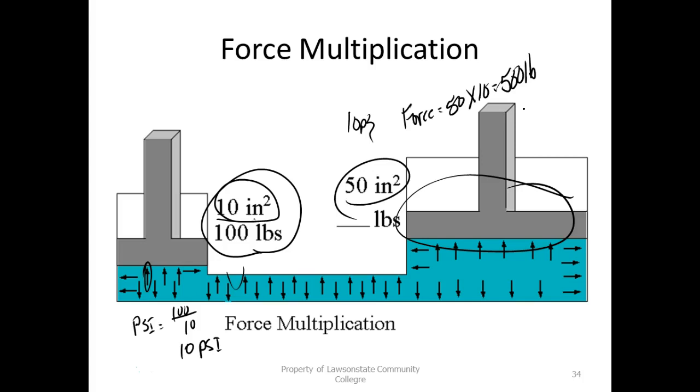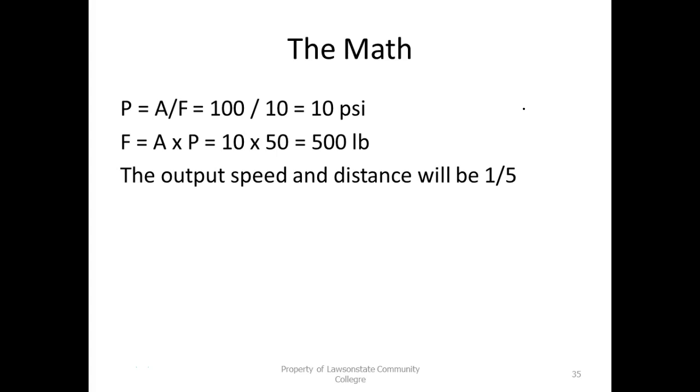So all they say is you just have to make sure you have more than what you need. So if I needed to move a 5,000 pound weight, I would just make sure I had more pressure or force available on my output than that. And this is the math.